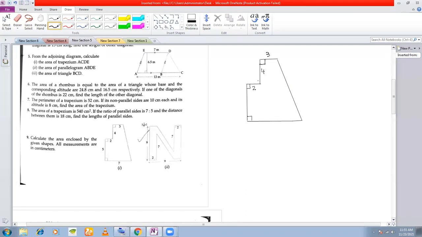Now how do you find out the area? What you do is you join this first. And also this is given to be 7.